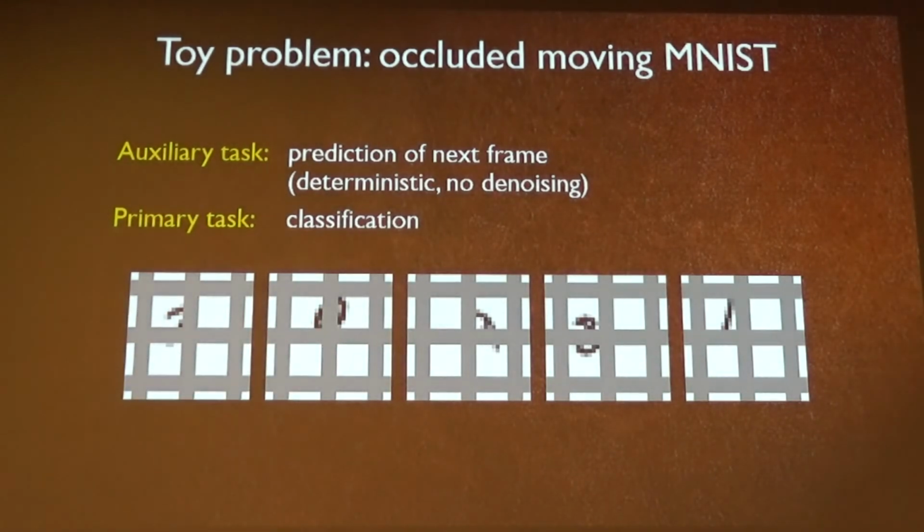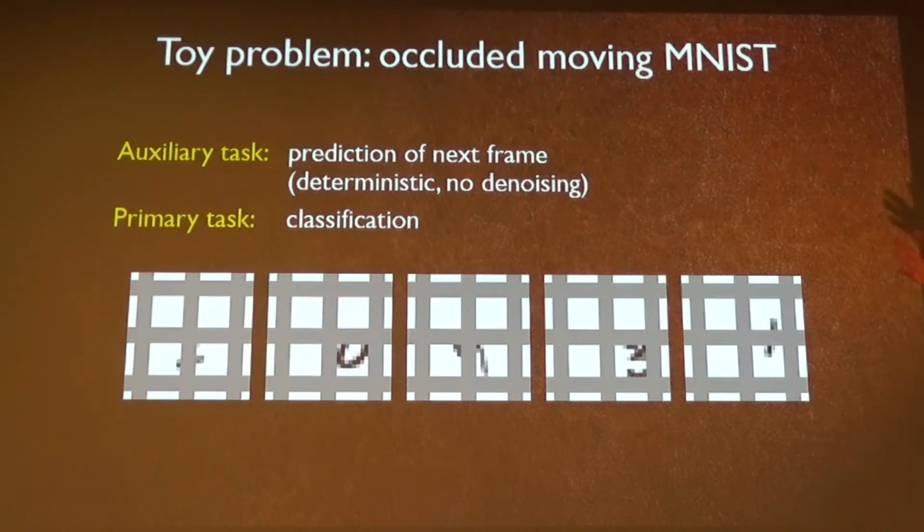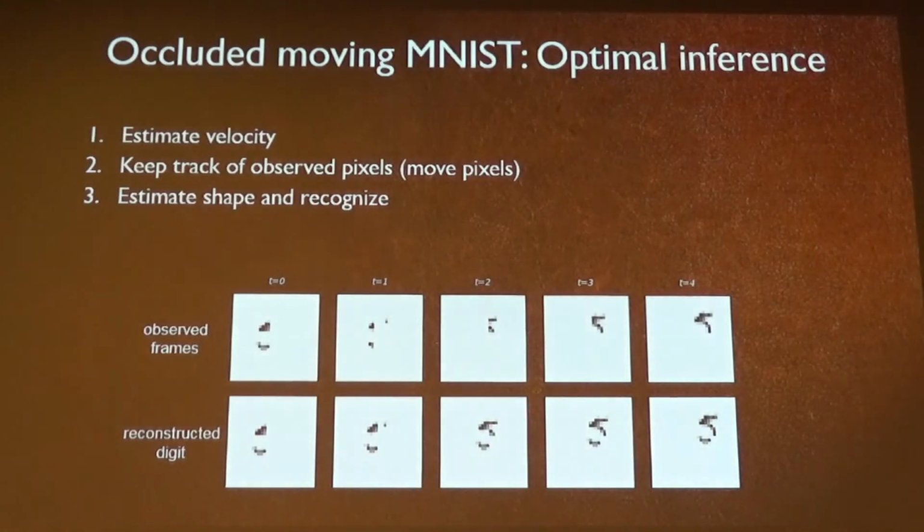In order to better understand what this data is, it has these bars, but they are not shown to the network. So it has to infer all of that. If you think of what the optimal inference looks like here for recognition, first, when you have this long sequence, the optimal thing to do is try to reconstruct what these pixels are. When it's moving, you can keep track of the pixels that you didn't see. So you estimate the velocity, then you use that velocity estimate to align the different frames, and then you fill in the pixels.